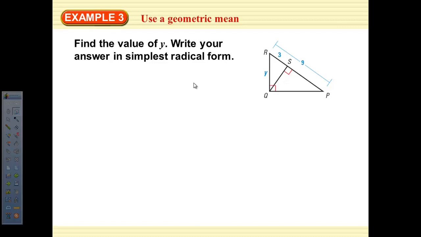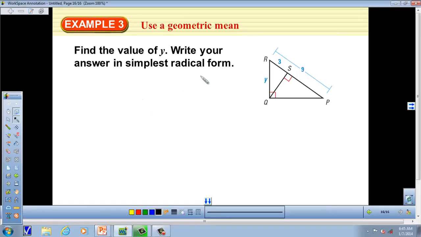Okay, in this video we're going to look more at the theorems in this section and how to use the geometric mean to find our answers. So for this first one, we know from theorem 7.7 that this leg is the geometric mean of the whole thing and just this part right here.